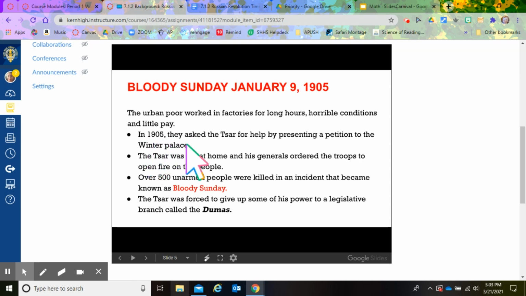So in 1905, they asked the Tsar for help by presenting a petition to the Winter Palace. The Tsar was not at home, and his generals ordered the troops to open fire on the people.